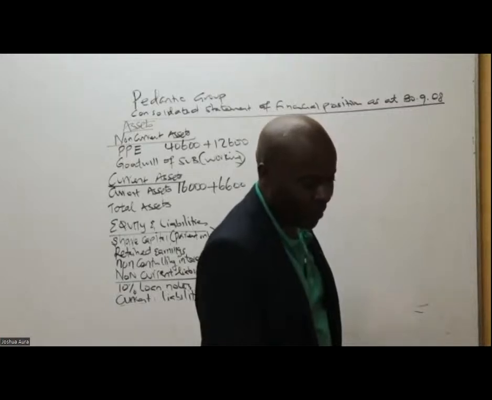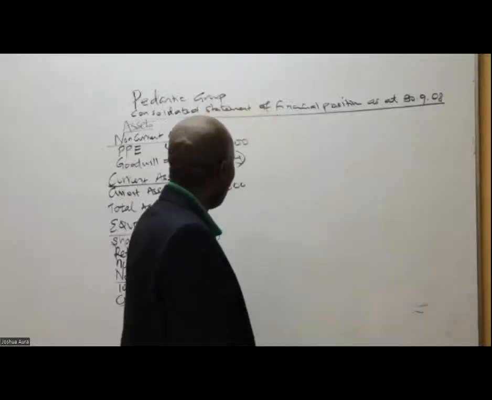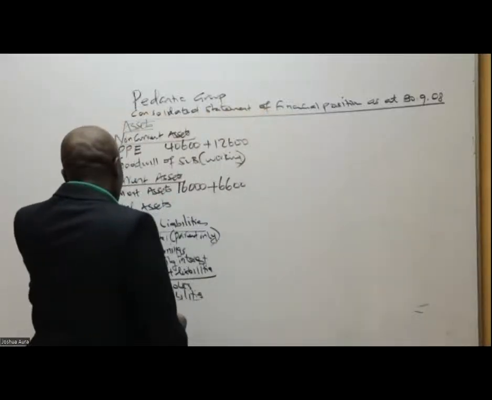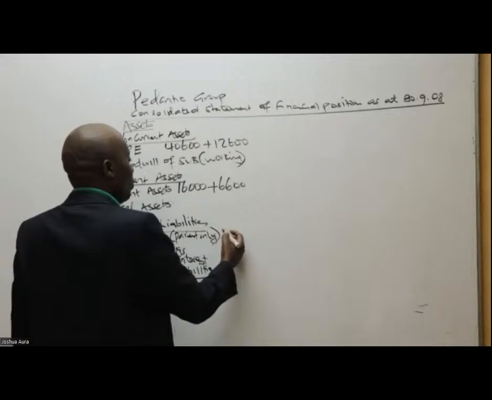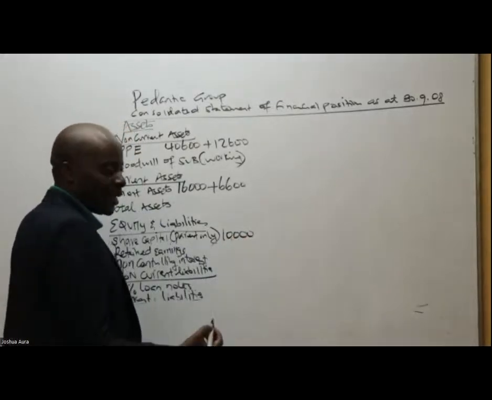So parent only share capital. There is a figure of 10,000 of the parent, and then we have 4,000 for the subsidiary. We always pick the one of the parent only. So we have 10,000 like that.